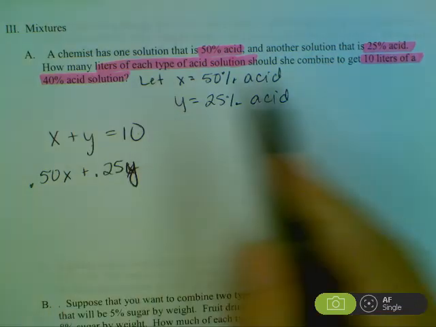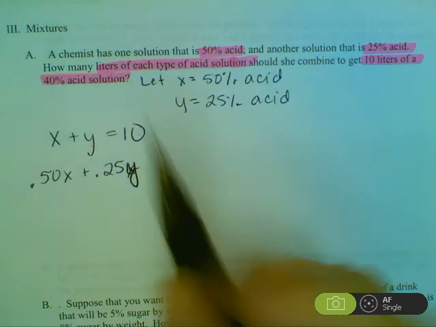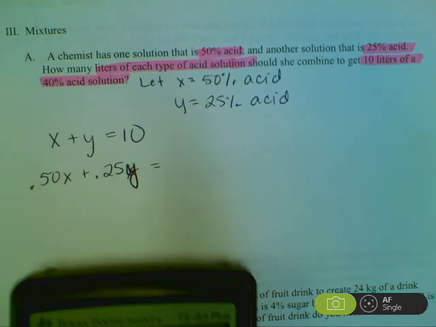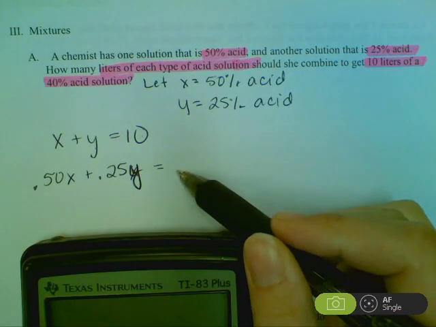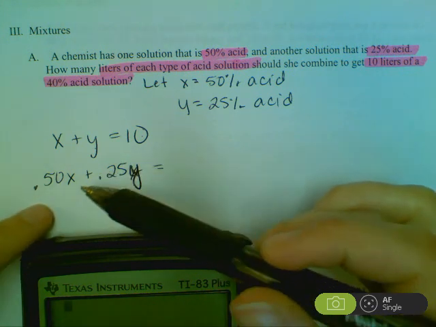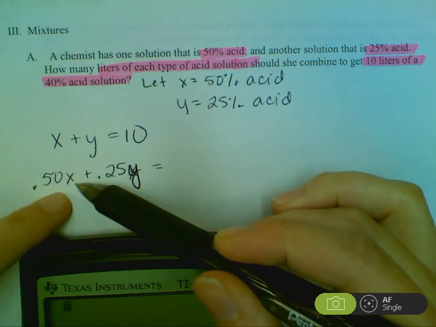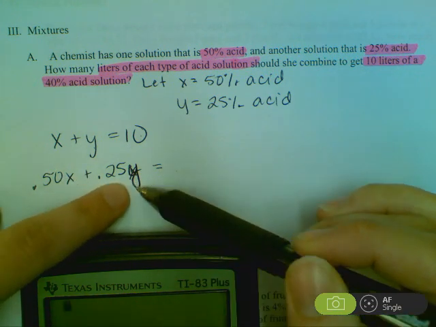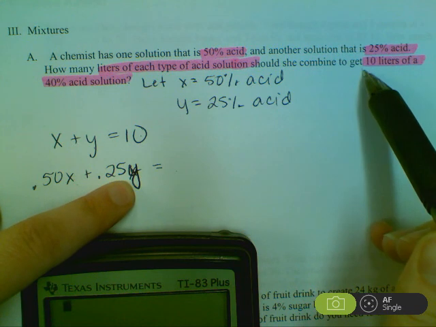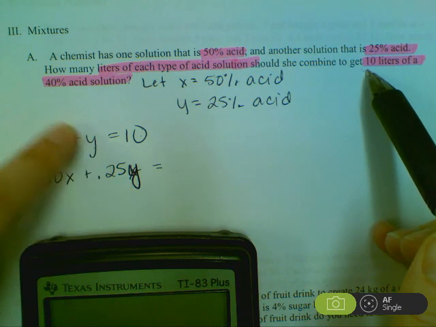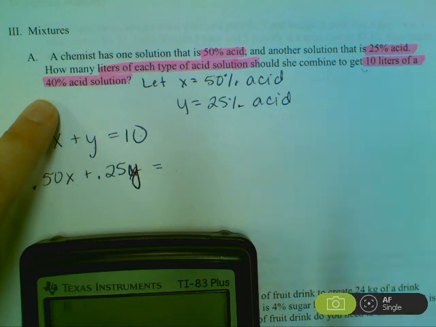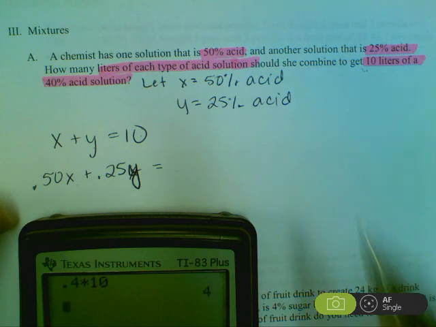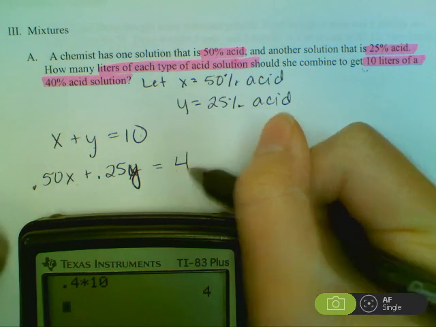Now, I want to know how to get 10 liters of a 40% acid solution, and here's where students are most likely going to make the mistake. I don't just want to put 40% over here, because each of my percentages has been multiplied by the number of liters: 0.50 times the number of liters for x, 0.25 times the number of liters for y. Altogether, I'm going to have 10 liters in this solution, so I'm going to take 40% and multiply it by 10. So 40% as a decimal is 0.4. 0.4 times 10 is 4.